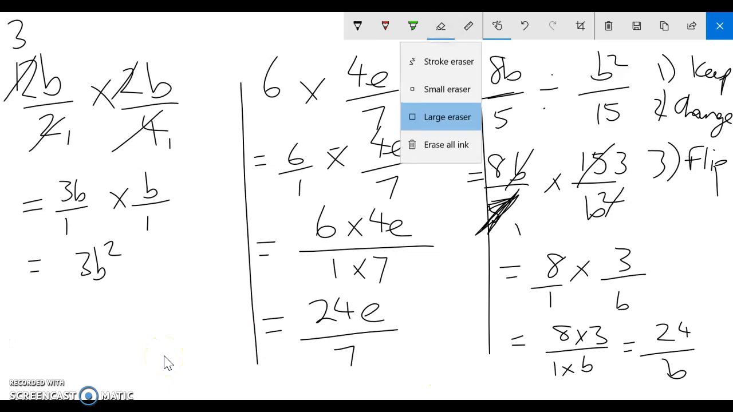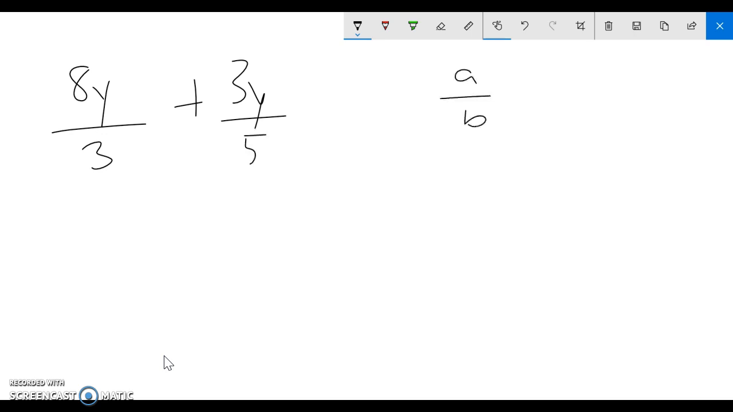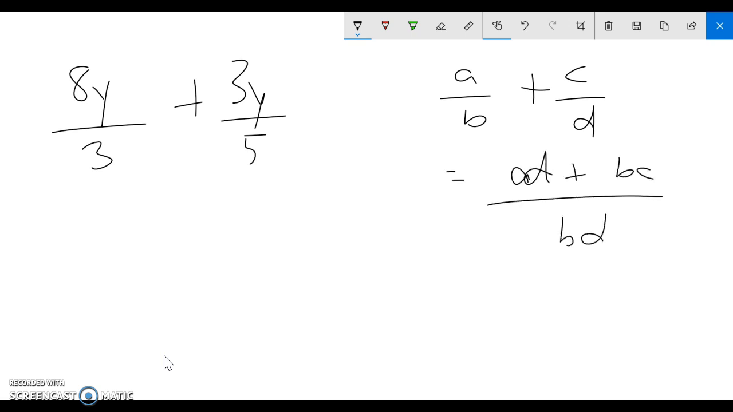Alright. Now, the last type that I'm going to talk about in this video is addition and subtraction. So if we've got 8y on 3 plus 3y on 5, what I want you to remember is if you have a fraction like this, a on b plus c on d, where a, b, c and d are numbers, and they're added together, that's going to equal ad plus bc over bd. So basically you multiply the denominators together, and that becomes the denominator. Then you multiply a by d, and that becomes this one up here. You multiply b by c, and that becomes the other part of the numerator. So that's how we do these ones.